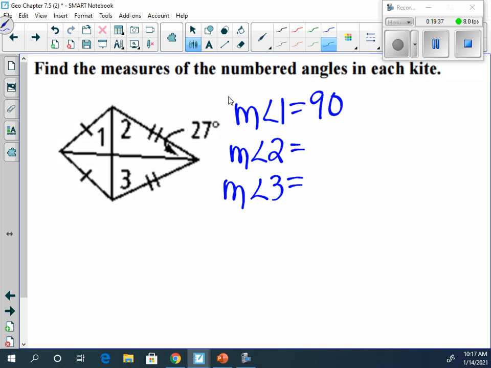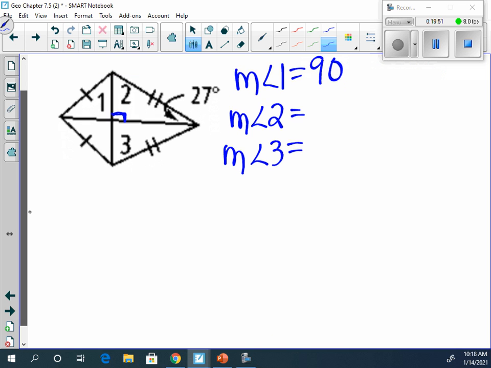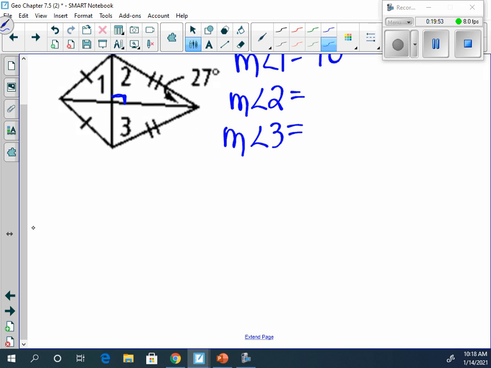Now in this top one, I know that this here is a right angle. So for the measure of angle 2, I have a 90 degrees and I have 27 degrees, yes? So what can I do to solve for angle 2? We can subtract from 180, and it would really be what? 27 plus x.